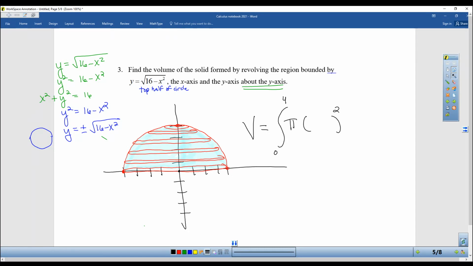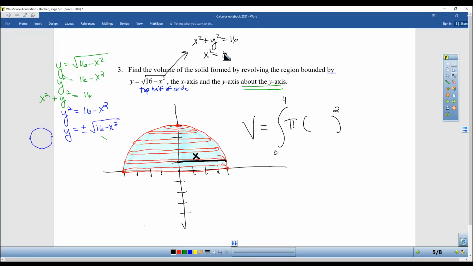So my radius this time does change because I'm going around the y-axis. It's this distance right here, which is x. So I need to make this equation x is equal to. Well, that's okay. I can do that. So right now it's x squared plus y squared is equal to 16, just to move it back. And I want to get the x alone.